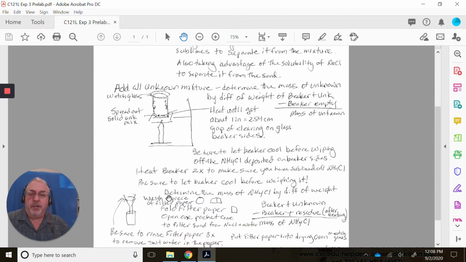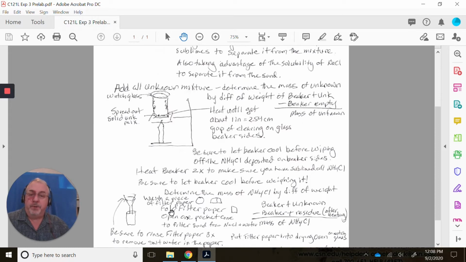The next thing we're going to need to do is determine the amount of ammonium chloride that we sublimed or removed from the mixture by taking the difference of the beaker plus the unknown minus the beaker plus the residue, which is after heating to remove all the ammonium chloride. Next, we're going to need to set up a filter with a piece of filter paper so that we can take advantage of the fact that the salt will dissolve in the water and separate the sand from the salt.